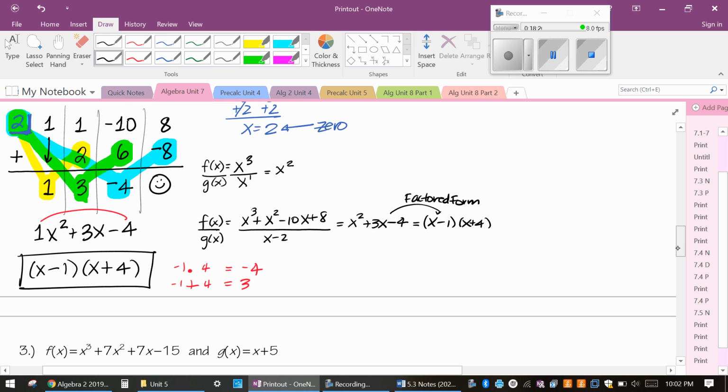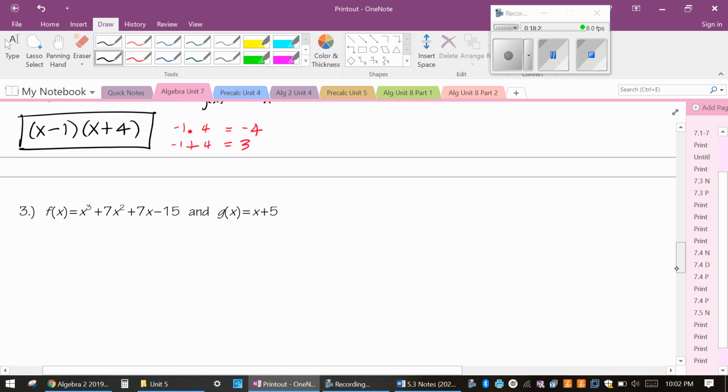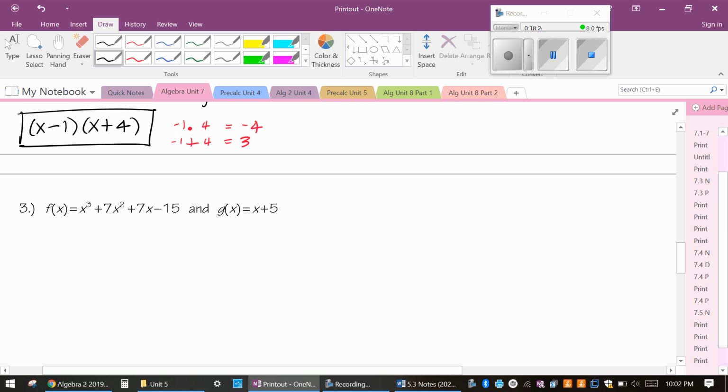But this is synthetic division. In order for me to use synthetic division, I need to write my factor as a 0. So I'm going to set x plus 5 equal to 0. Once I have my 0, I'm going to put it in a little box.